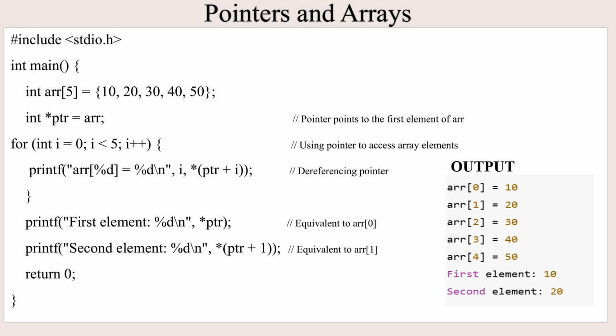This is the output. array[0] = 10, array[1] = 20, array[2] = 30, array[3] = 40, array[4] = 50. First element is 10, second element 20.